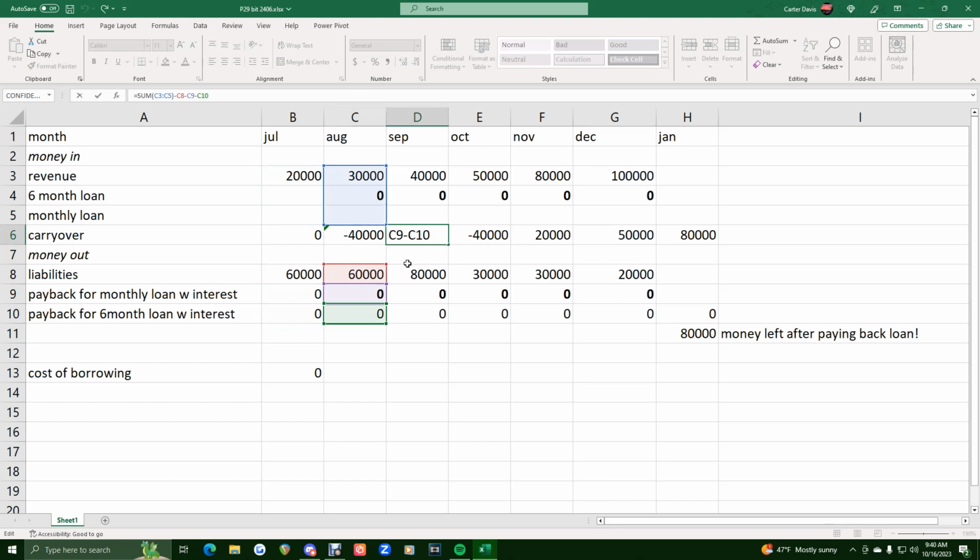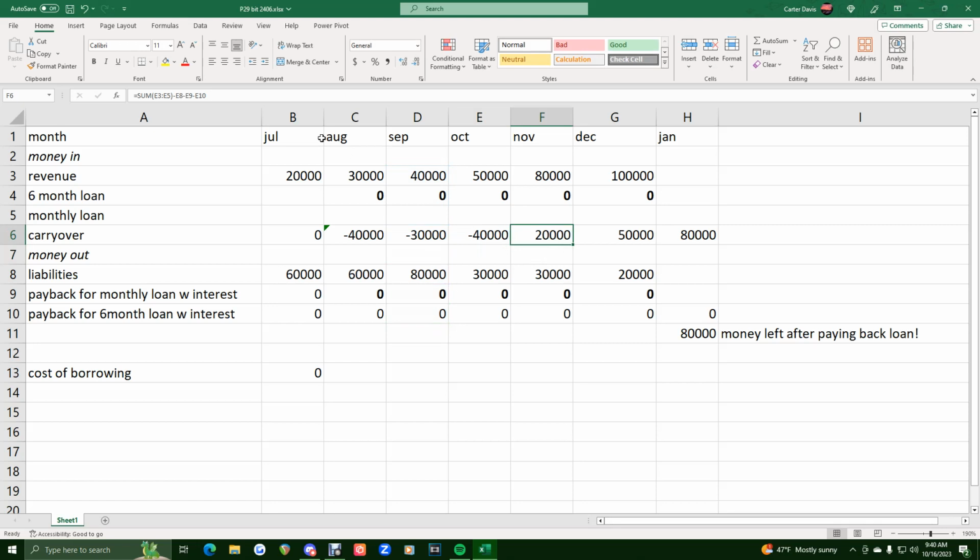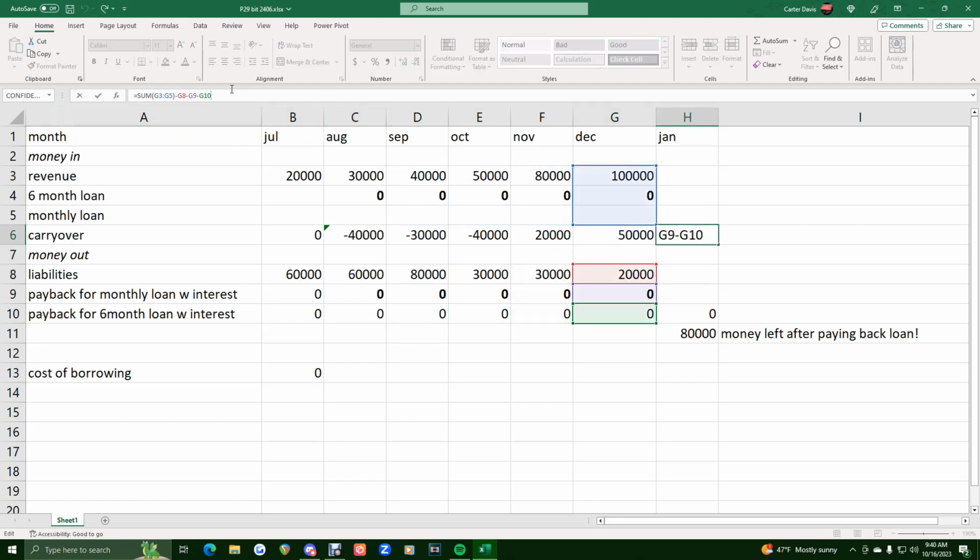So money in minus money out, money in minus money out, and so on. I probably could have done it a little more concisely, like sum of these minus sum of these, but I was piecing it all together as I went, so I didn't think it through. So then this is our carryover.